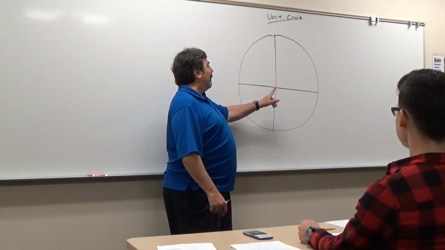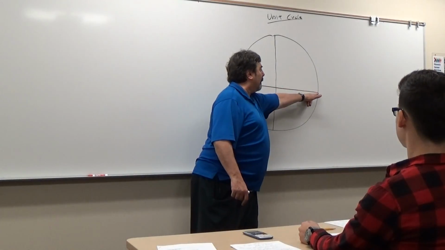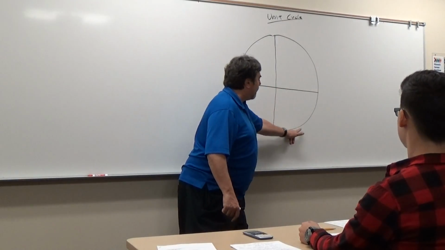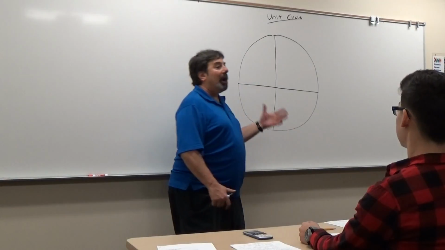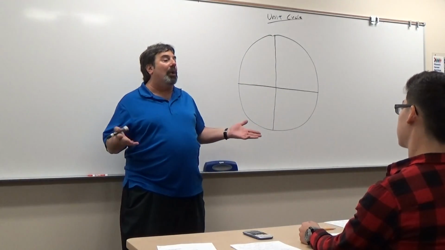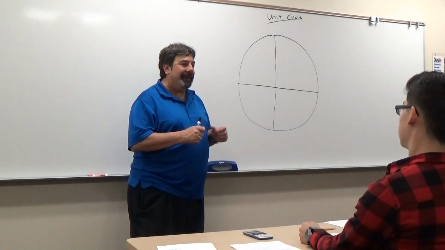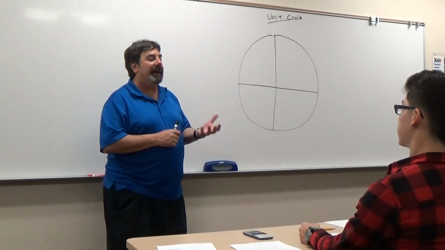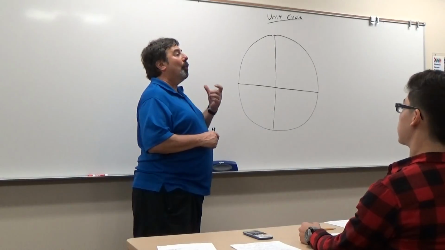In other words, the distance from here to here, or the distance from here to here, the radius is 1 unit. We're not indicating inches or feet, we're just saying let it be 1 unit. So, does that make sense? Yes. The radius is equal to 1, that's why we call it a unit circle, 1 unit.